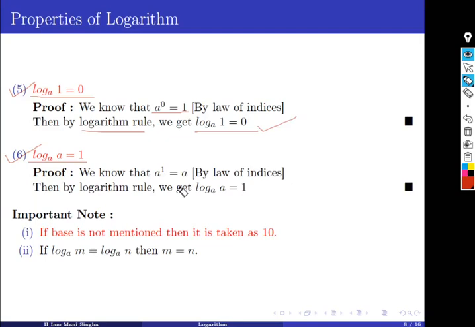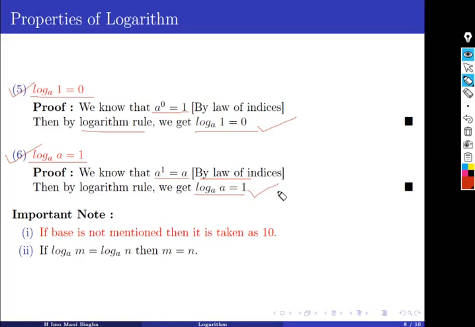Similarly, the proof of 6 is also very simple. Log of a base a is equal to 1, because by law of indices we know anything raised to the power 1 is equal to itself. That is a to the power 1 I can write is equal to a. So just apply the log here, you will get log of a base a equal to 1.